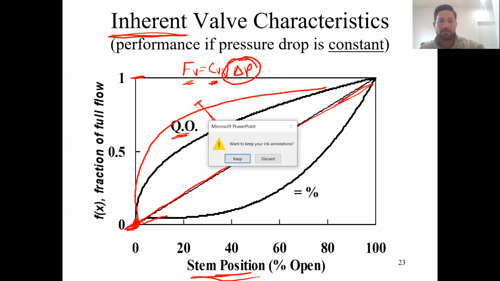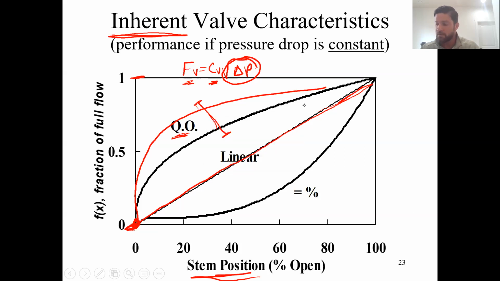For the equal percentage valve, this line should actually go down to 0. I was a little too fast on the draw, so I'm going to have to pull this up again. This line right here for the equal percentage should start at 0. That wasn't a great drawing, but you can kind of get the point. It's going to start low, and then it's going to have this sort of exponential shape.